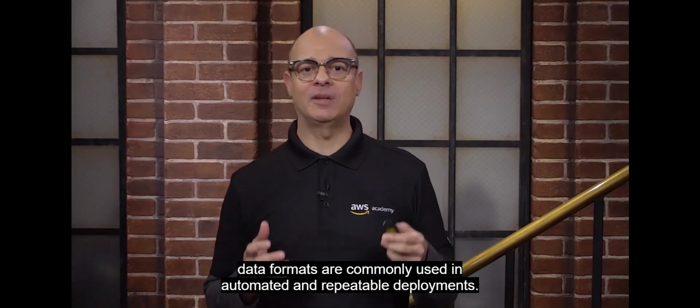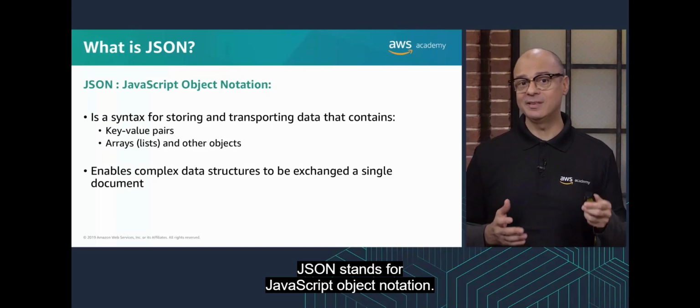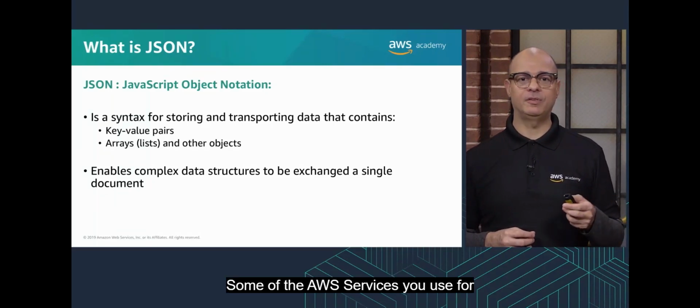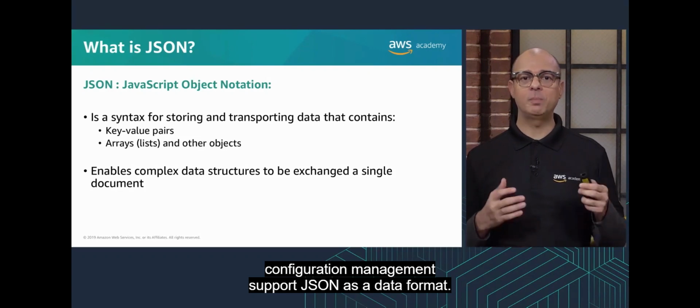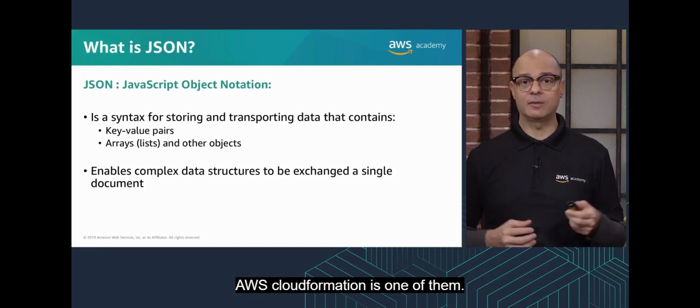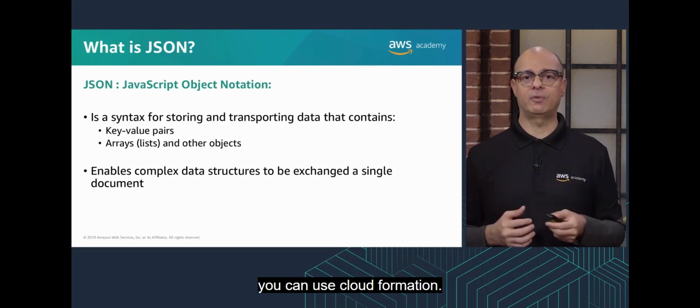These two data formats are commonly used in automated and repeatable deployments. JSON stands for JavaScript Object Notation. Some of the AWS services you use for configuration management support JSON as a data format. AWS CloudFormation is one of them. It is important that you understand the JSON format so you can use CloudFormation.